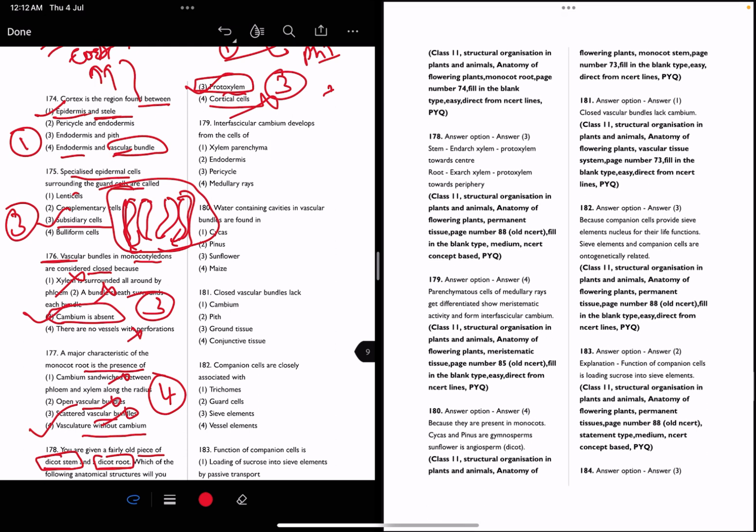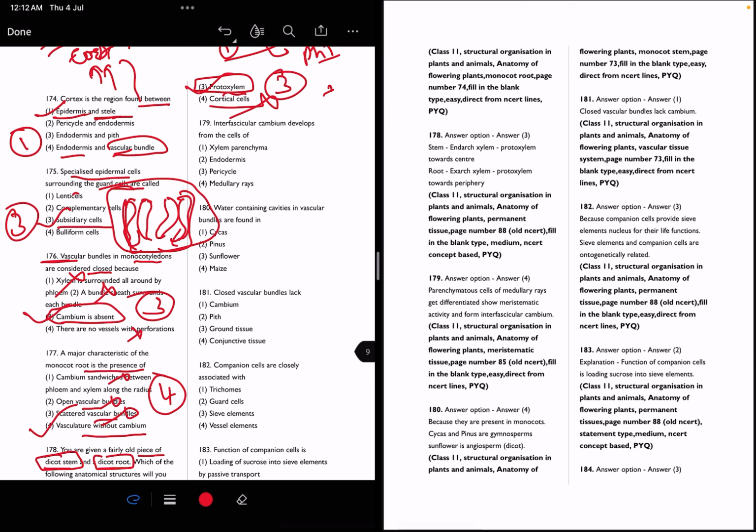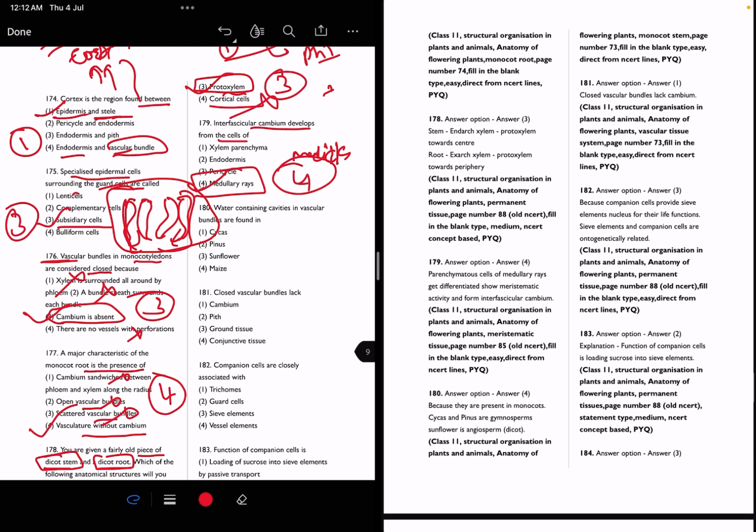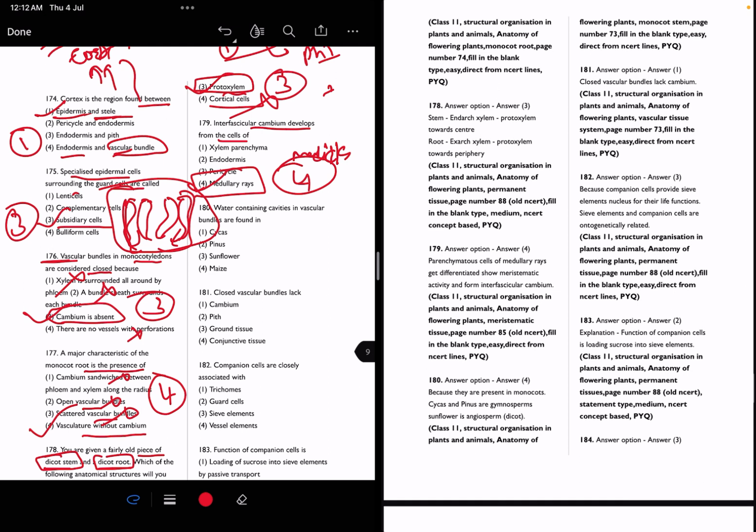Next question 179. Read the question carefully. Parenchymatous cells of the medullary rays. Interfascicular cambium develops from the cells of the medullary rays. So the answer is medullary rays. Xylem parenchyma, endodermis, pericycle is not the answer. Parenchymatous cells of the medullary rays get differentiated, show meristematic activity and form interfascicular cambium. So this is a secondary structure. Read now: de-differentiation, re-differentiation. De-differentiation structure from the medullary rays.